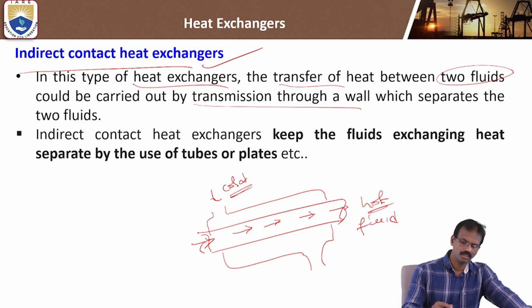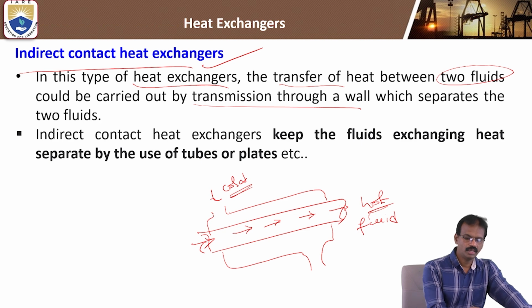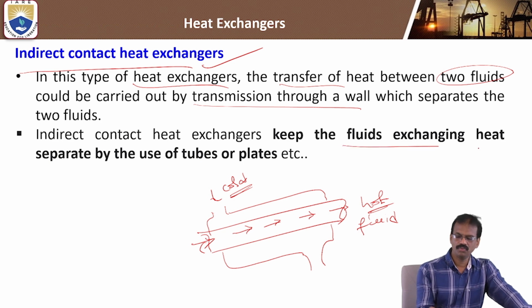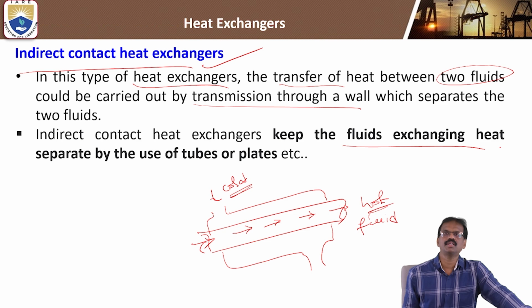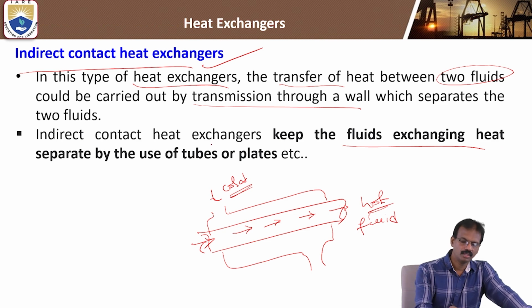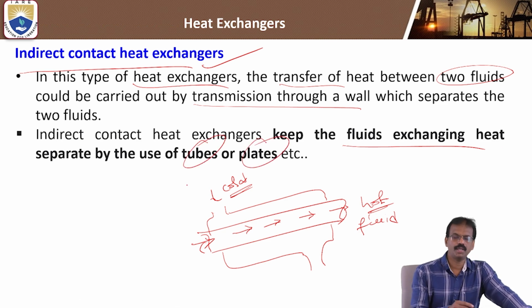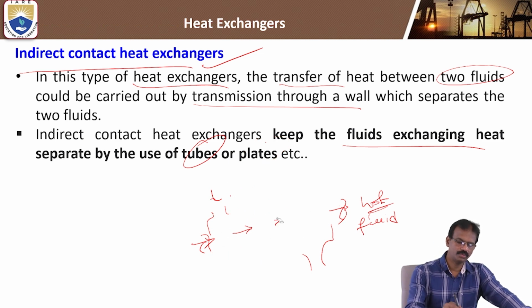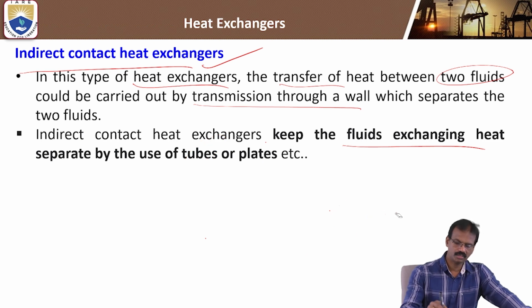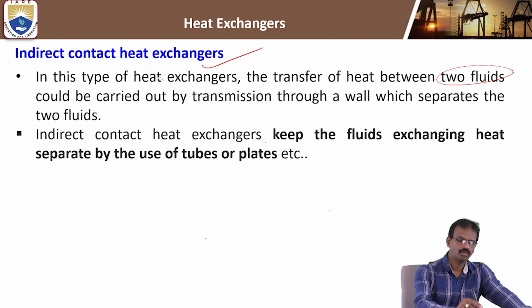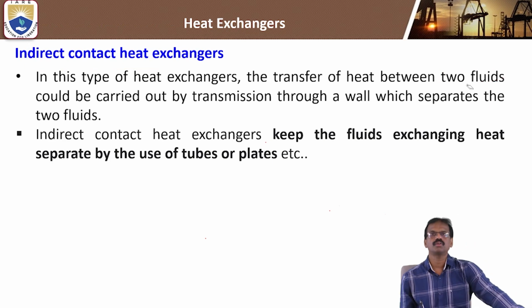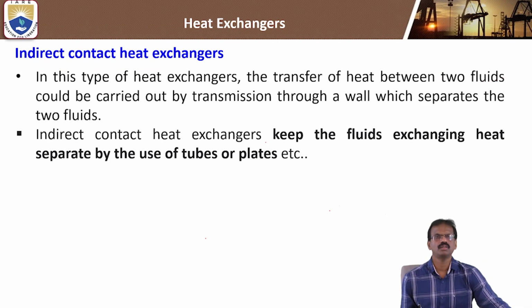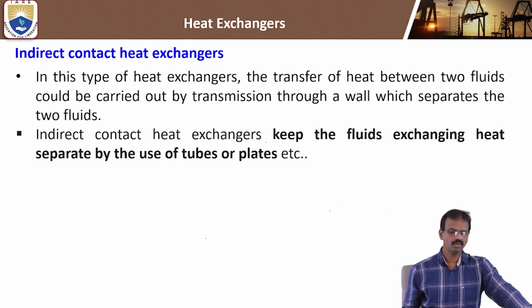So this is the very familiar type of heat exchanger. Indirect contact heat exchangers keep the fluids exchanging heat separately by the use of either tubes or pipes. This is the very common type of heat exchanger. In this also many types of heat exchangers are there, like parallel flow, counter flow, cross flow. All these are related to indirect contact heat exchangers.